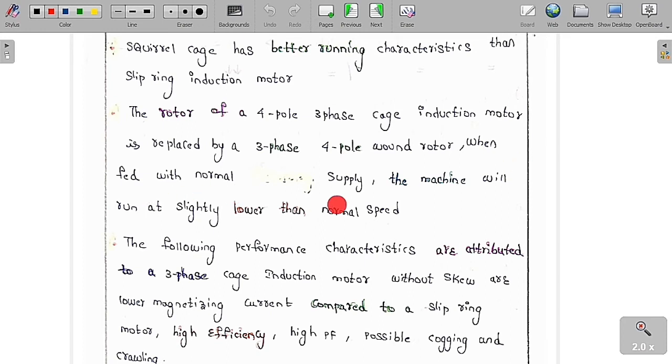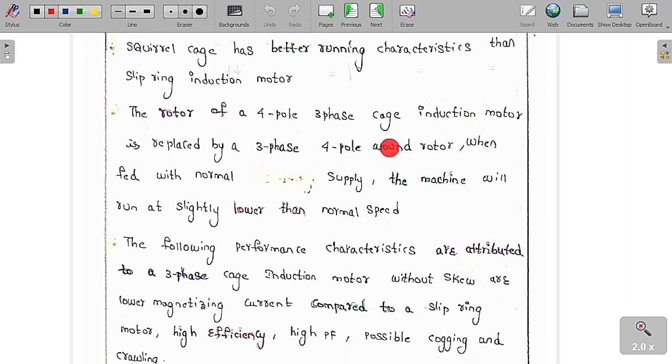When fed with normal supply, the machine will run at slightly lower than normal speed. What I'm trying to say is that both ratings are the same, 3-phase and 4-pole. But the only thing is, the first case is a squirrel cage induction motor, and the second case is called the slip ring rotor. So let me assume which speed is lesser, because I've already told you the running characteristics of the slip ring induction motors are lesser. As the characteristics are lesser, the speed is also lesser.